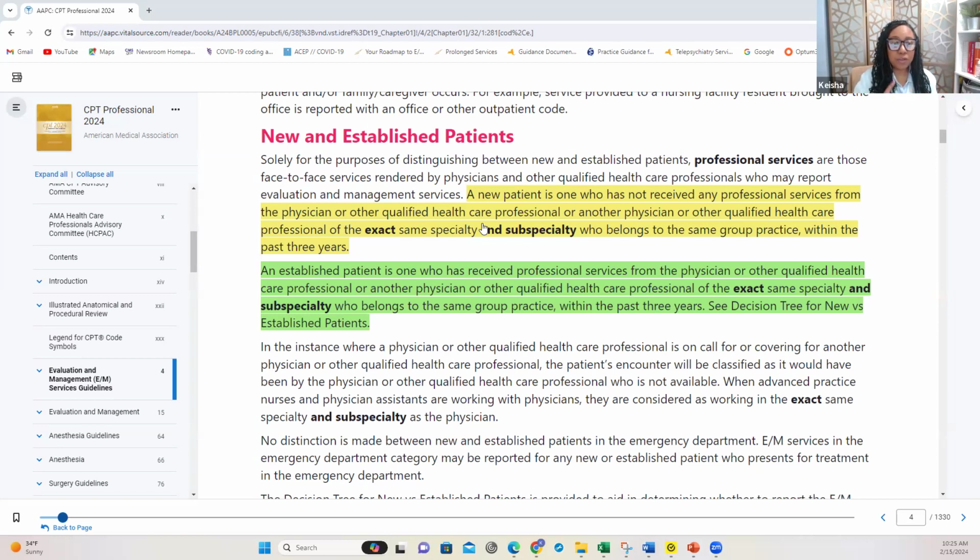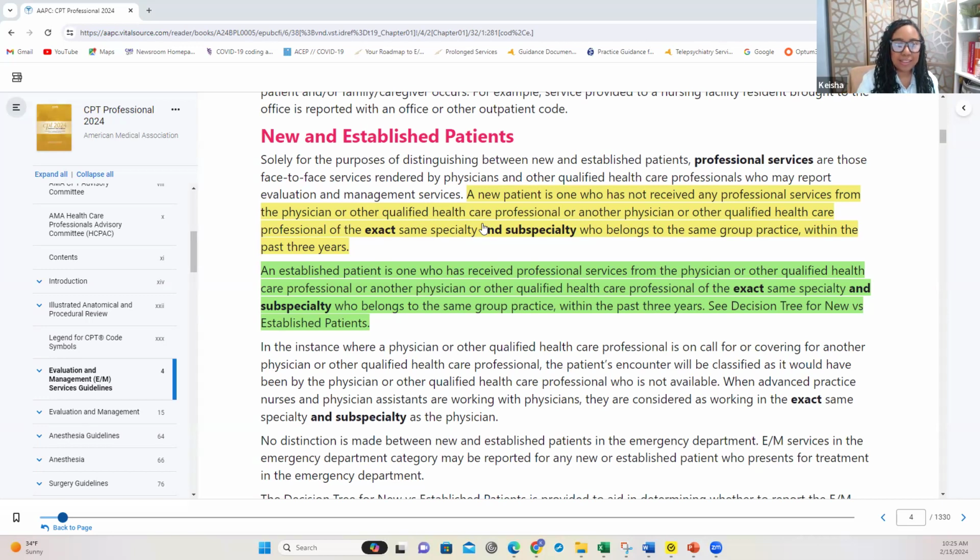So although this is the first time the patient is seeing Dr. Clark, because Dr. Clark was in the same group practice as Dr. Wilson and is also an endocrinologist within the same specialty, this patient is now going to be considered an established patient because, 1, same group, same specialty, and 2, the patient was just seen by Dr. Wilson in 2023.